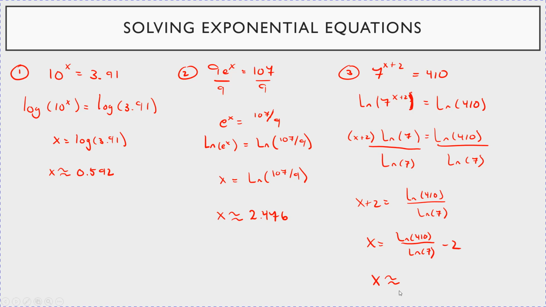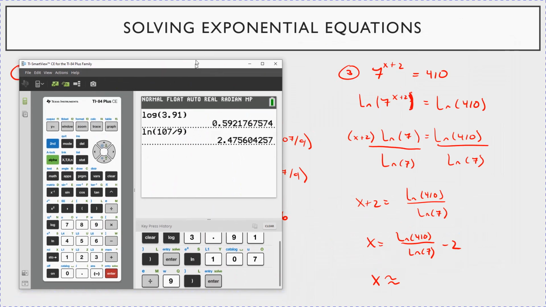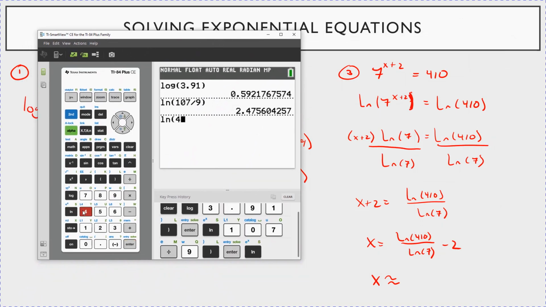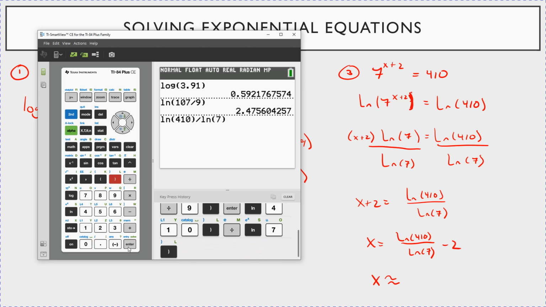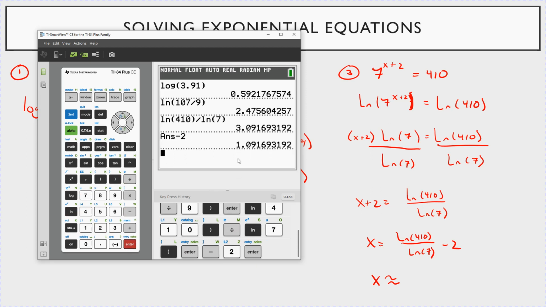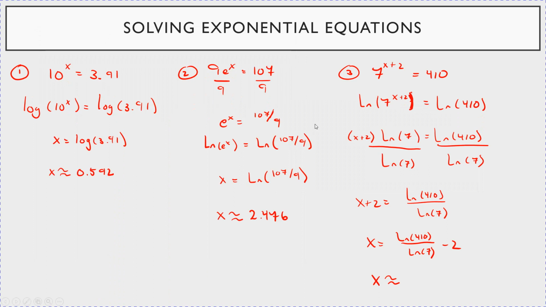Okay. So we have the natural log of 410 divided by the natural log of 7. And then I'm going to subtract 2. And it's roughly 1.092 when I round it to 3 decimal places. So these can get a little messy, as you can see here.